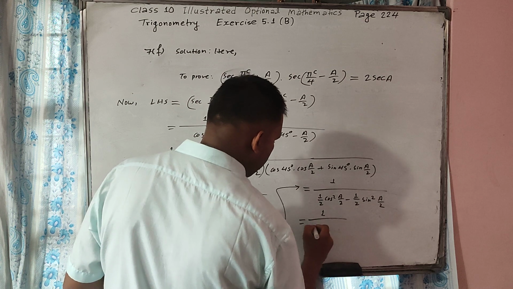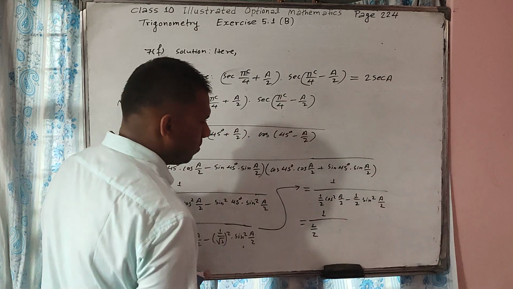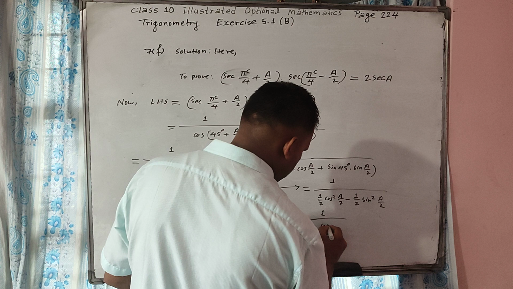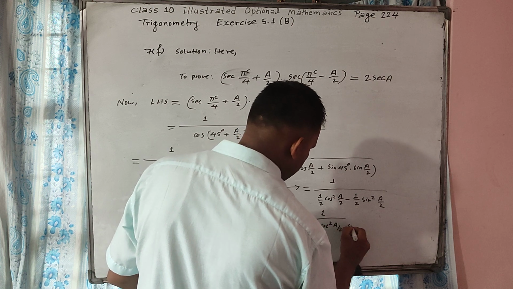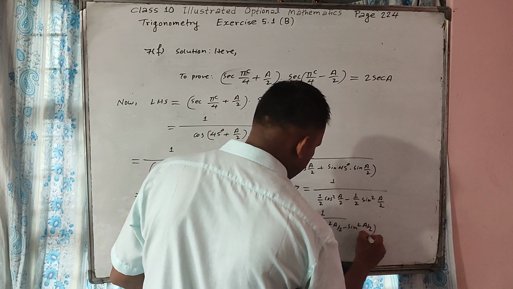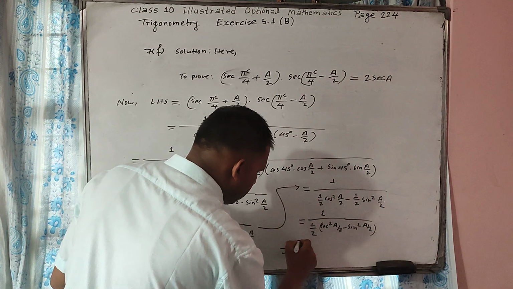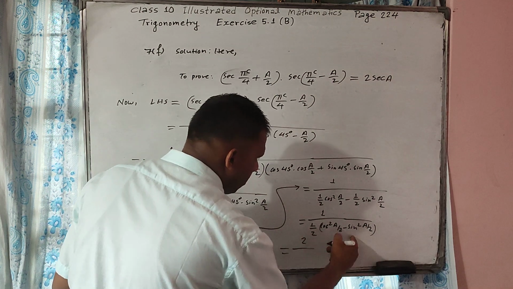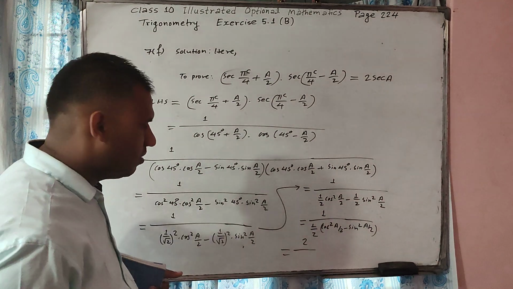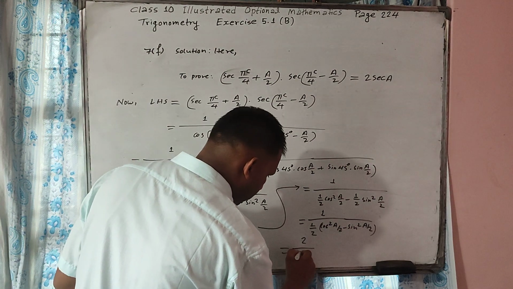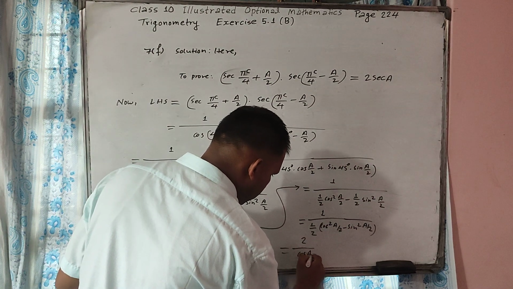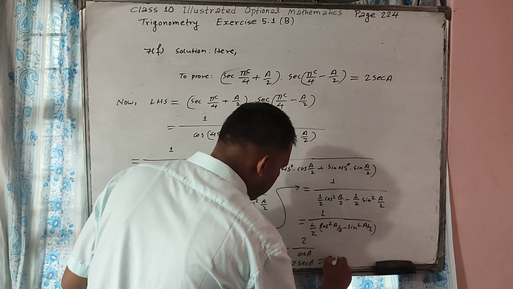1 whole upon 1 by 2 common, cos square a by 2 minus sin square a by 2. These 2 move up, so 2 upon cos square a by 2 minus sin square a by 2. Cos square minus sin square a by 2, that is cos a in half angle, 2 by cos a, that is 2 sec a. We got RHS.